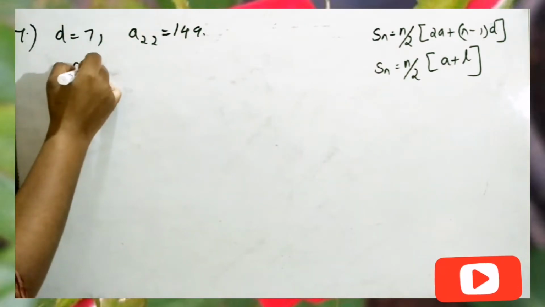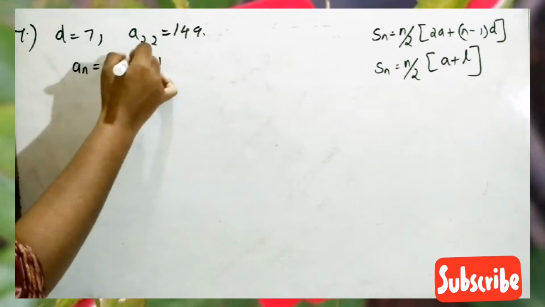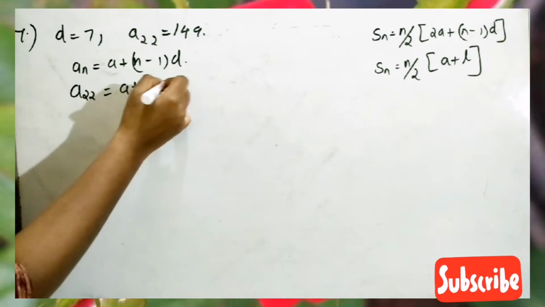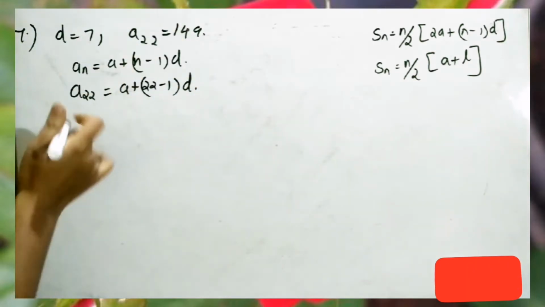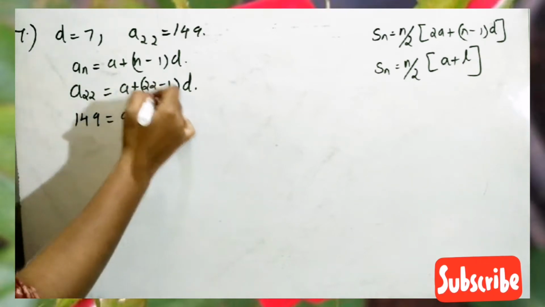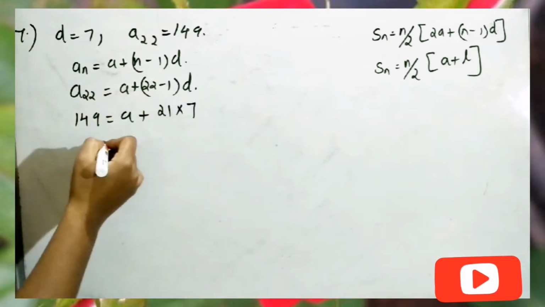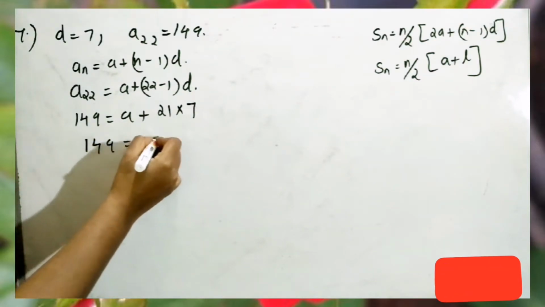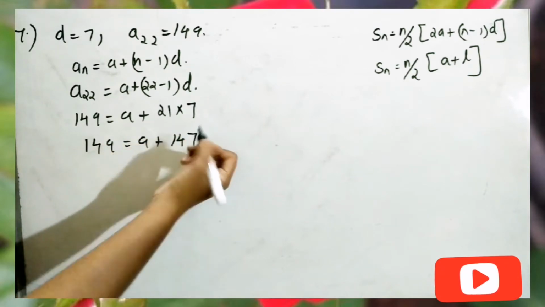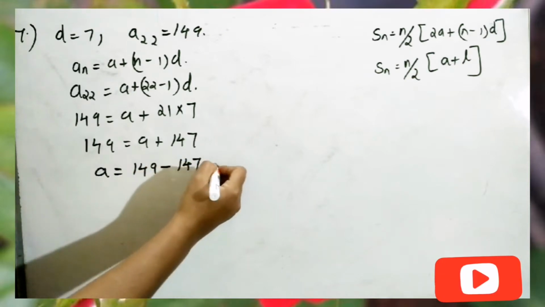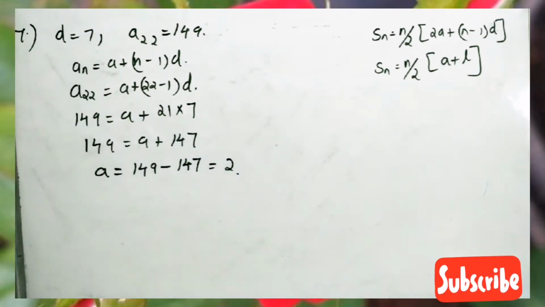We know that a_n is equal to a plus n minus 1 into d. So a22 is equal to a plus 22 minus 1 into d. The value of a22 is 149, which is equal to a plus 21 into 7. That is 149 is equal to a plus 147. So a is equal to 149 minus 147 equal to 2. So we got the value of a, that is 2.